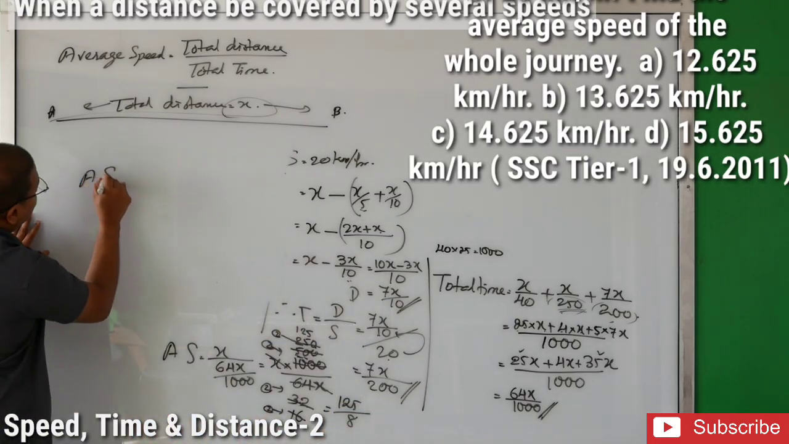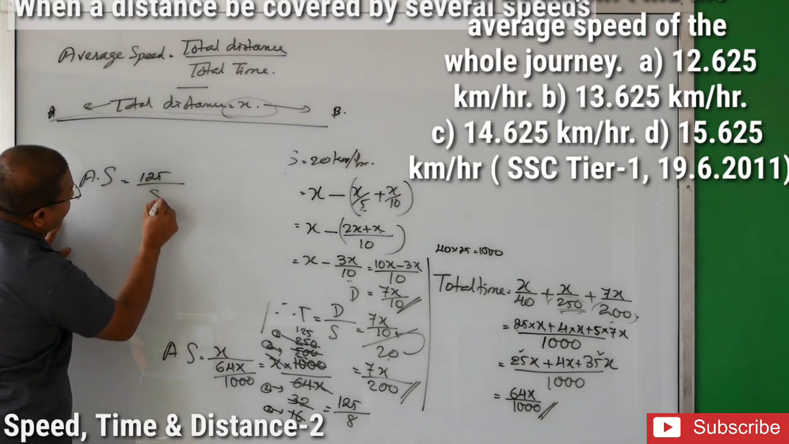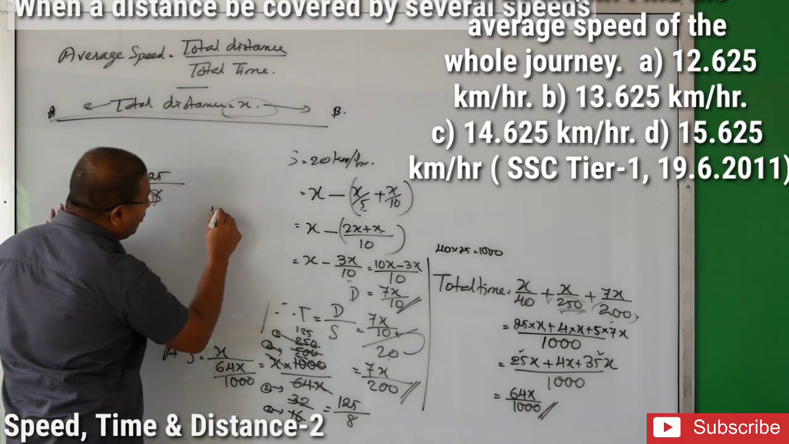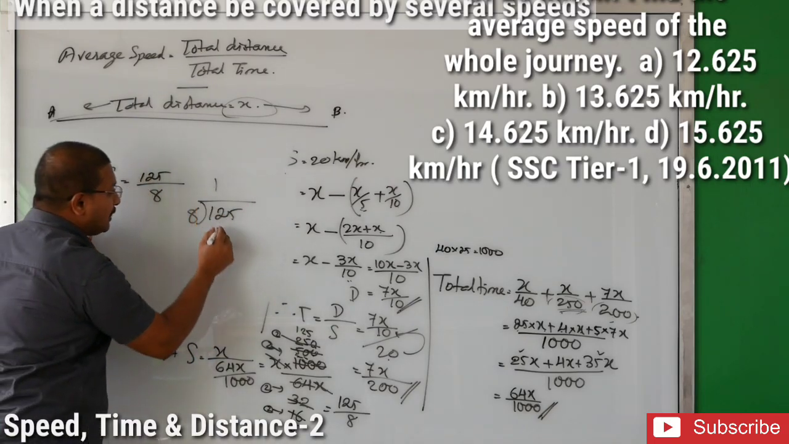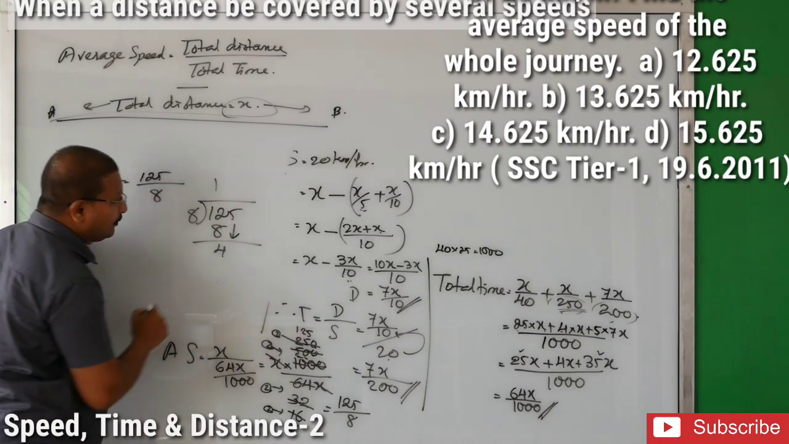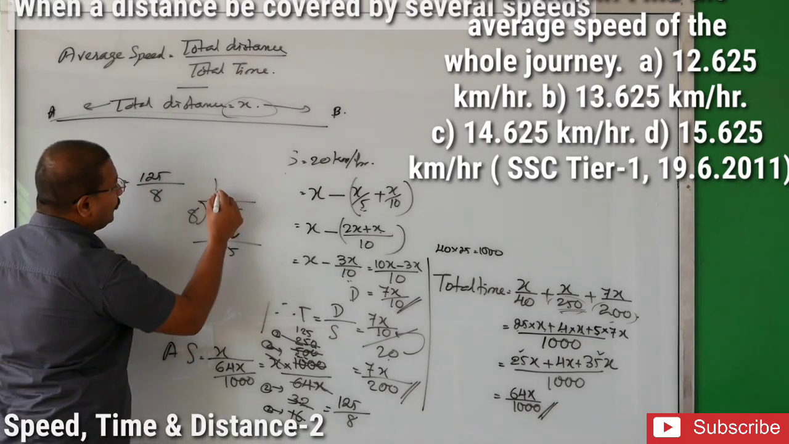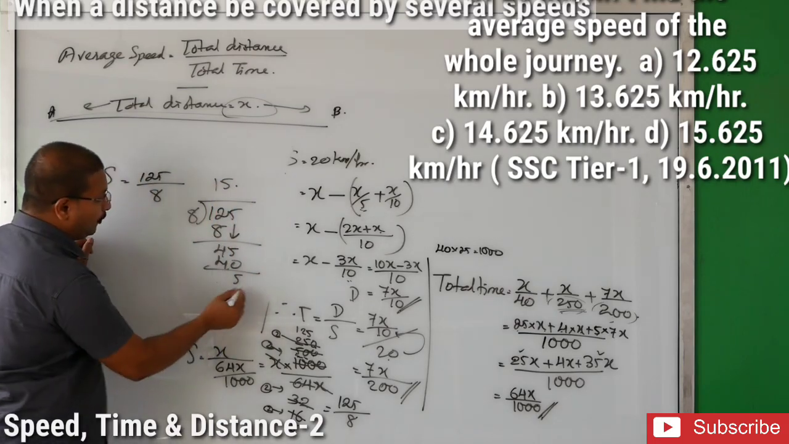That means the average speed you got is 125 divided by 8. That means we will divide it. 125 divided by 8. 8 1s are 8. Balance is 4. 4 means we will bring 5 here. 45. 8 5s are 40. Balance is 5. Now the point will be put and we will put 0.